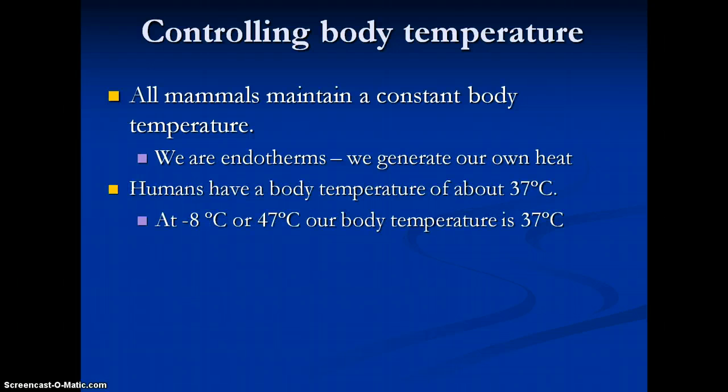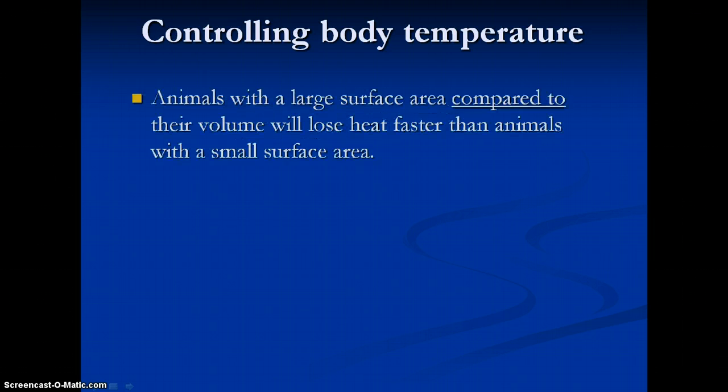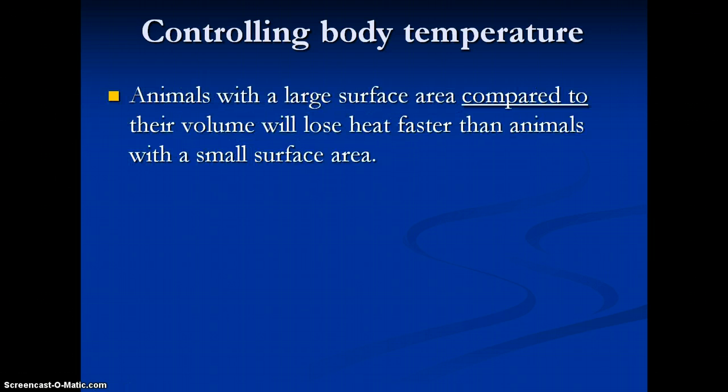So what does this mean? This means that we're 37 degrees Celsius in our body. Doesn't matter what the outside temperature is. It could be -8, could be 47. Our temperature is still going to be 37 degrees Celsius. So how do we control it? One of those ways that we control it has to do completely with this concept of surface area.